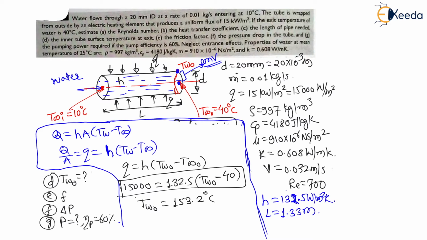153.2 degrees Celsius. And this will be the outlet wall temperature, the surface wall temperature. Now, my dear students, up to this, there is heat transfer. And after that, parts E, F, and G are purely fluid mechanics. Now, to solve these questions, you must know the concepts and formulas of fluid mechanics.